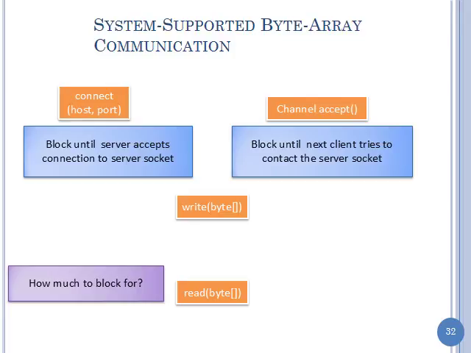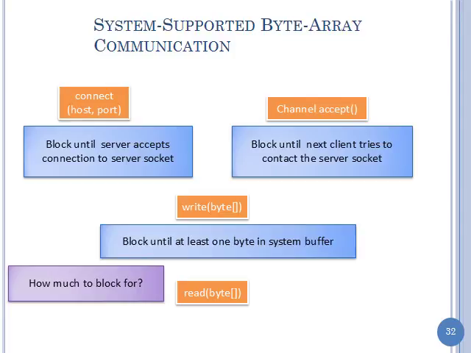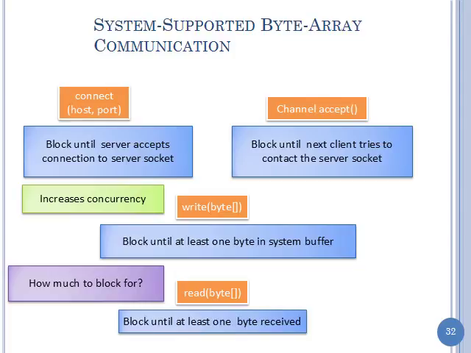It's not a datagram. A datagram is something you think of as unreliable, but a datagram is also a discrete unit. So stream communication and reliable communication go together, and datagram and unreliable go together, but there is such a thing as reliable datagram, which looks like an oxymoron, but really means reliable message chunks. Okay, so block until at least 1 byte is in the system buffer. Block until at least 1 byte received.